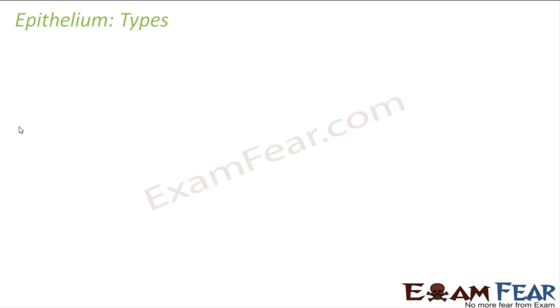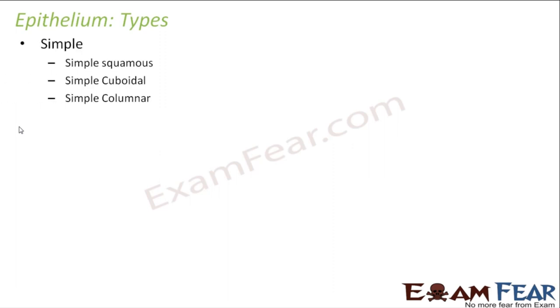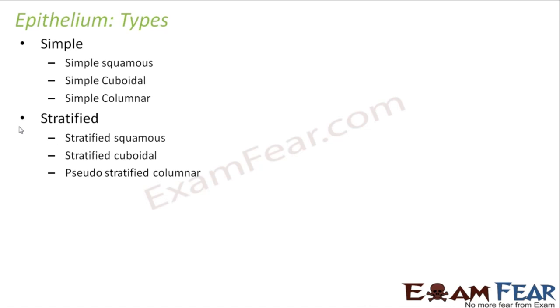Now that we have a good idea about what epithelial tissues are, it is a good time to start with the various types of epithelial tissue. Now, how have we classified epithelial tissue? We have classified epithelial tissue based on its structure. Broadly, epithelial tissue is classified into two types, simple epithelium and stratified epithelium. These are the two main classifications of epithelial tissue.